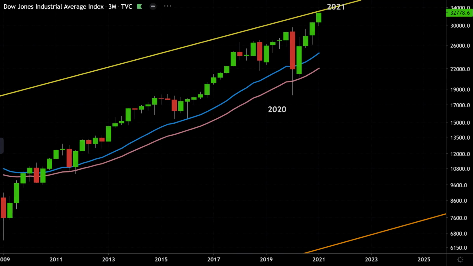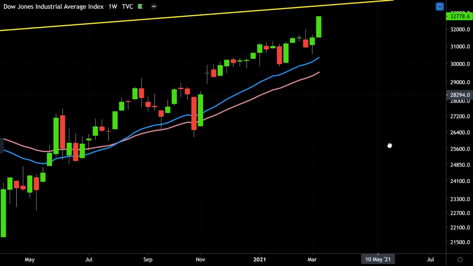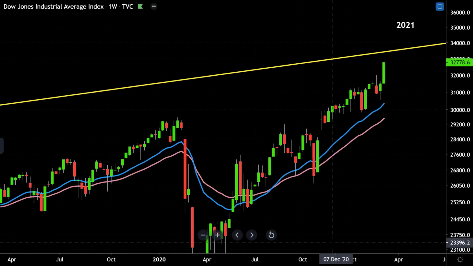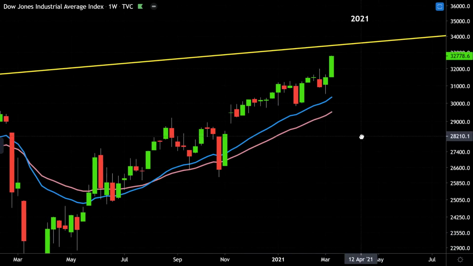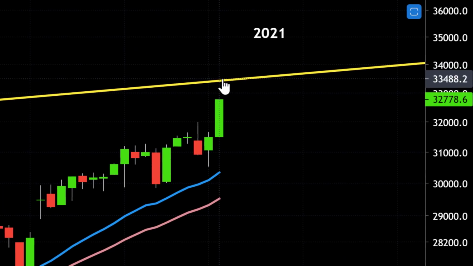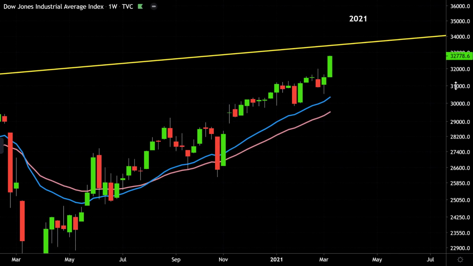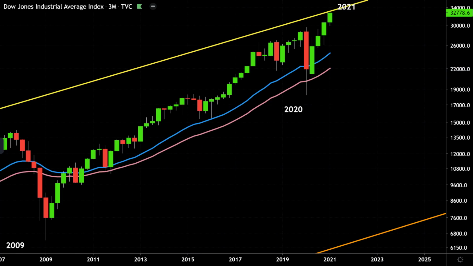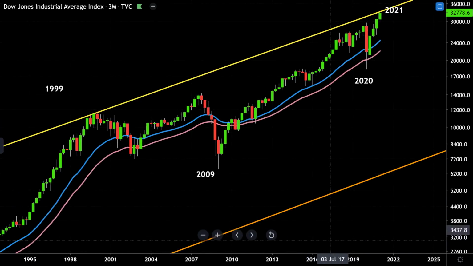Now, in case you're wondering, that trend line comes about, let's go on a weekly chart. It's a weekly chart of the Dow. That trend line, the yellow line you see there, comes approximately at the 33,500 level. So it's about 33,500, 33,400, where that trend line is coming to meet us. Now, in case you're wondering, well, so what? So what if the trend line is meeting us? You could be wondering, why is any of this important? Well, here's why it's important.